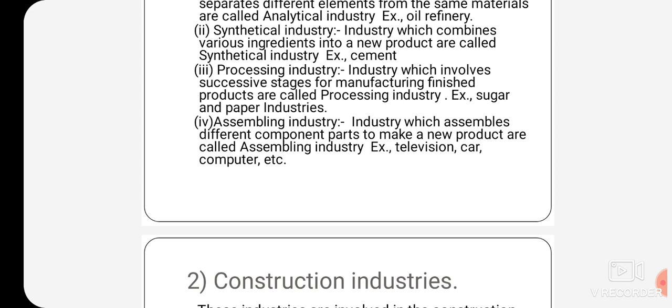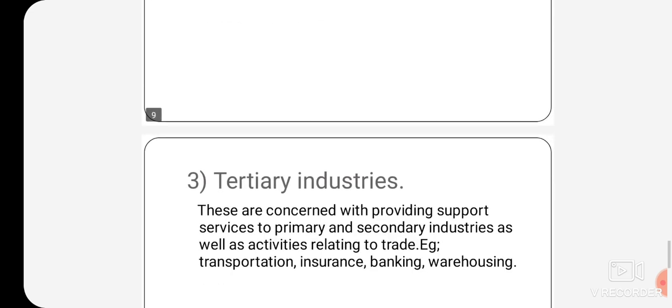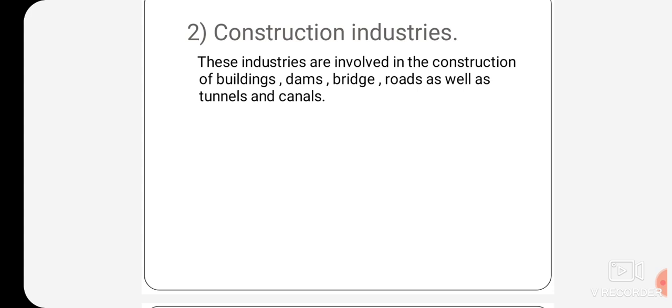So the second one under the secondary industry, that is construction industries. So what do you mean by construction industries? These industries are involved in the construction of buildings, dams, bridges, roads, as well as canals. So these are construction industries. That means these industries are connected with the construction and development of infrastructure, like construction of buildings, apartments, bridges, dams, roads, railway tracks. These are some of the examples we can see for construction industries.